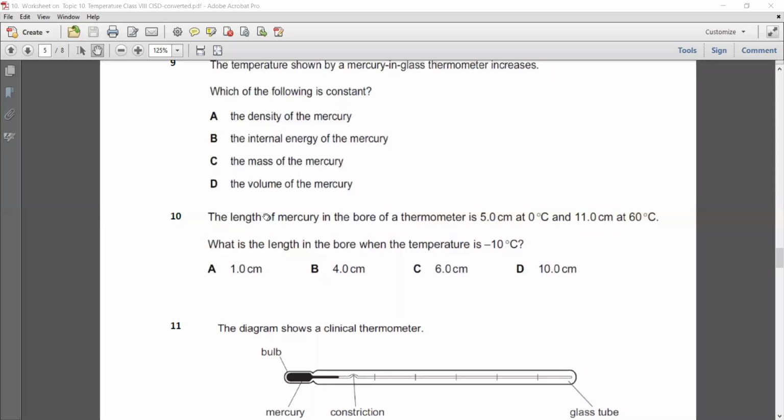Okay, thank you. Now look, question number 10. It's saying the length of mercury in the bore of a thermometer is 5 centimeter at 0 degrees Celsius and 11 centimeter at 60 degrees Celsius. What is the length in the bore when the temperature is minus 10 degrees Celsius? Correct answer is B. How it is coming to be, we will explain from that diagram I sent you. Look, here is the diagram.